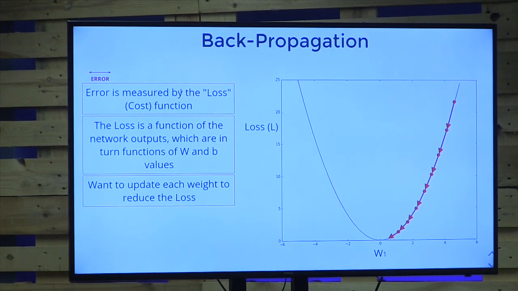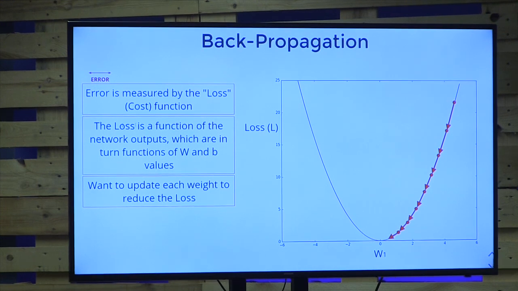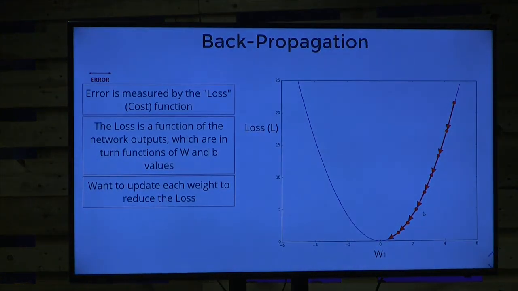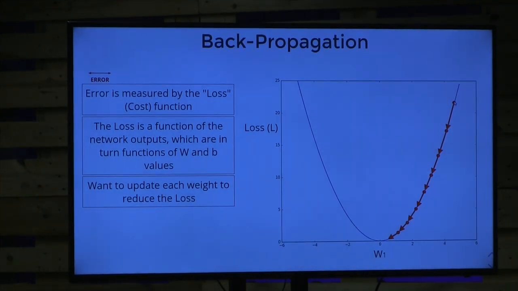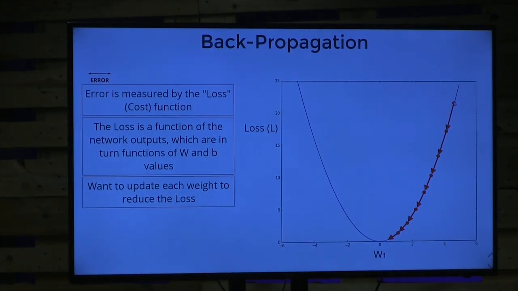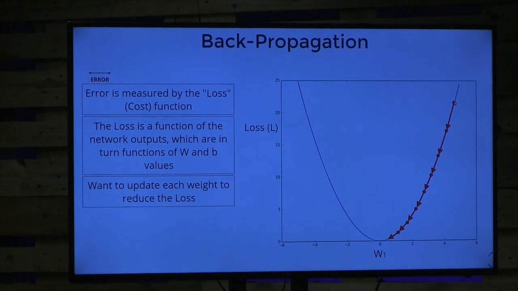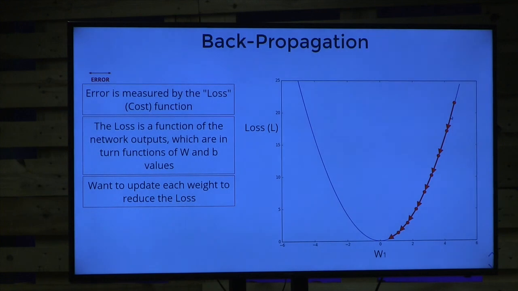So if you imagine the loss as a very simple function like this, and this is just a function of one single weight, W1, what we want to do, if we start over here and W1 has a value of about 4, is find which direction we need to move W1 to get lower down in our loss function. So we want to find this direction, and that's essentially just finding the slope of this curve.